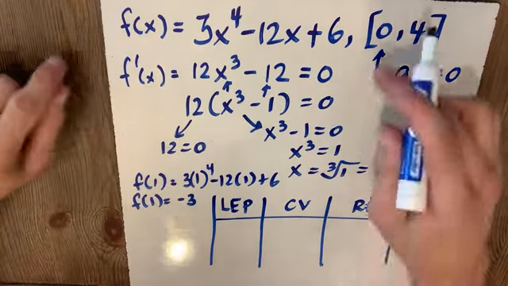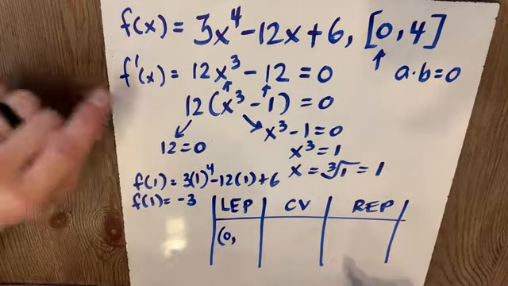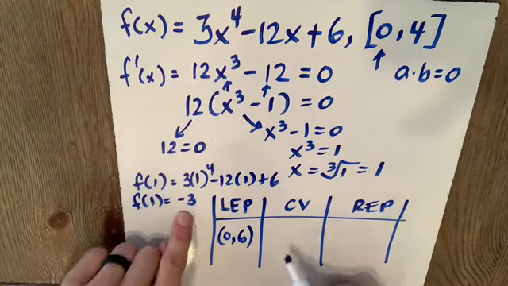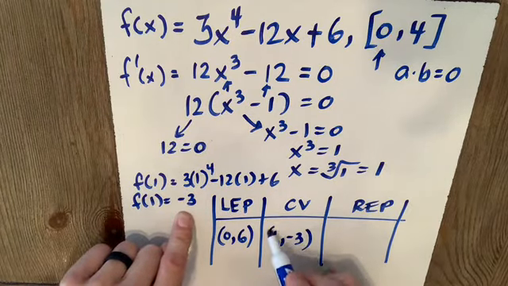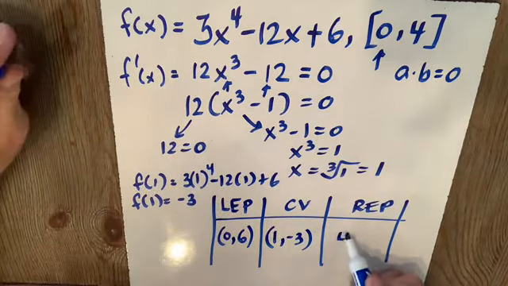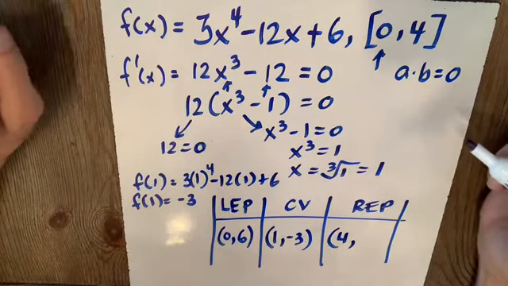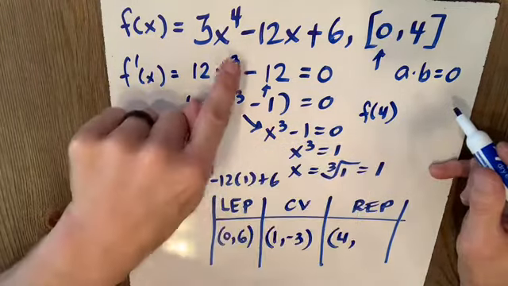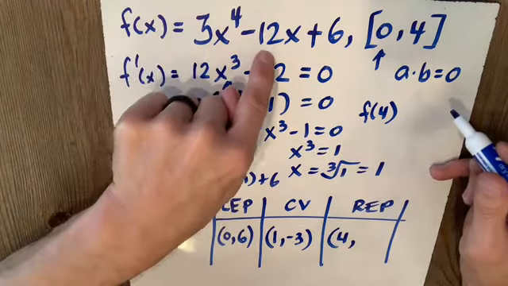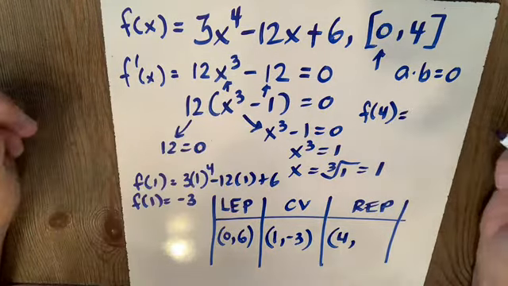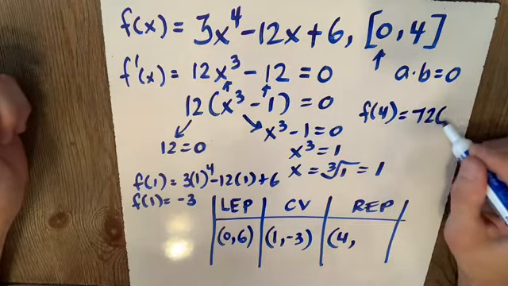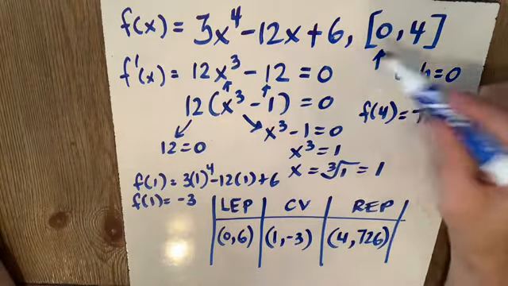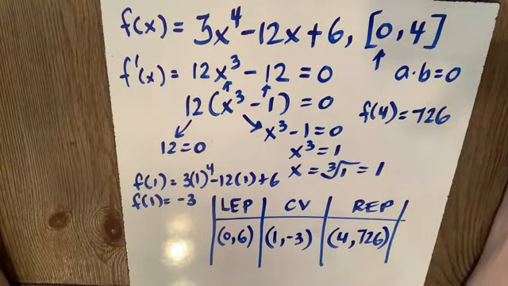The left endpoint is at 0. Now, when I do f of 0, this goes to 0, this goes to 0, and that will leave me with 6. My critical value is 1, negative 3, and my right endpoint is going to be 4. Now, to find the function value at 4, I need to find f of 4. Note, that means I need to do 4 to the 4th times 3 minus 12 times 4 plus 6. And when I do that, perhaps with the help of a calculator, I get 726. So I didn't show that work, but very straightforward, something you've been doing from algebra for years and years.